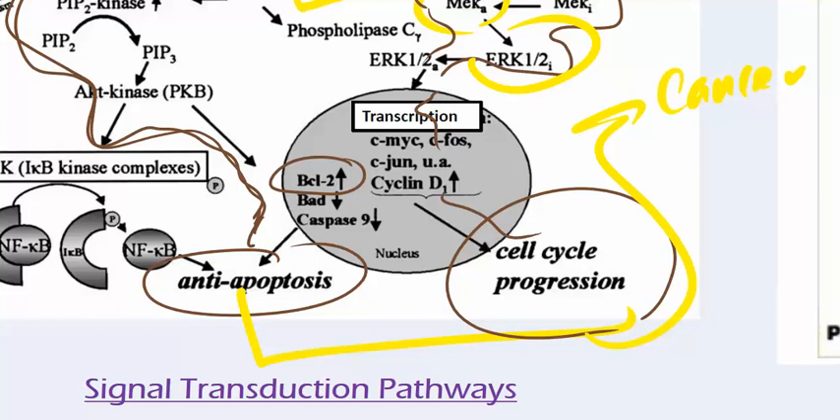Yeah, so if you're in G0, you're not actively going through the cell cycle and dividing. But if you're actively going through the cell cycle and dividing, then it's going to promote hyperplasia. Now, if there's something wrong with the cell, you don't want that cell to keep on dividing. You want to promote apoptosis so that we can get rid of that abnormal cell, so that we don't have a whole bunch of abnormal cells.